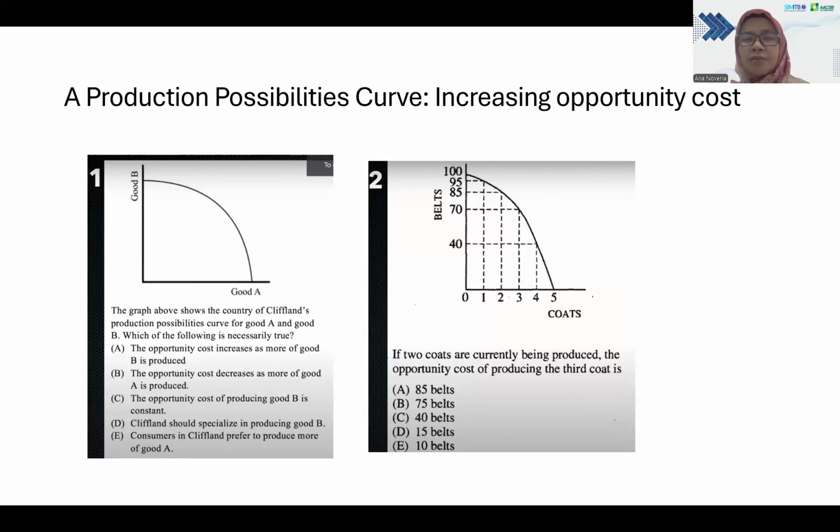And now, the second problem. Let's say a country produces coats and belts. If two coats are currently being produced, here, two coats, the opportunity cost of producing the third coat is: A, B, C, D, or E. You can pause the video and answer this question. Okay.